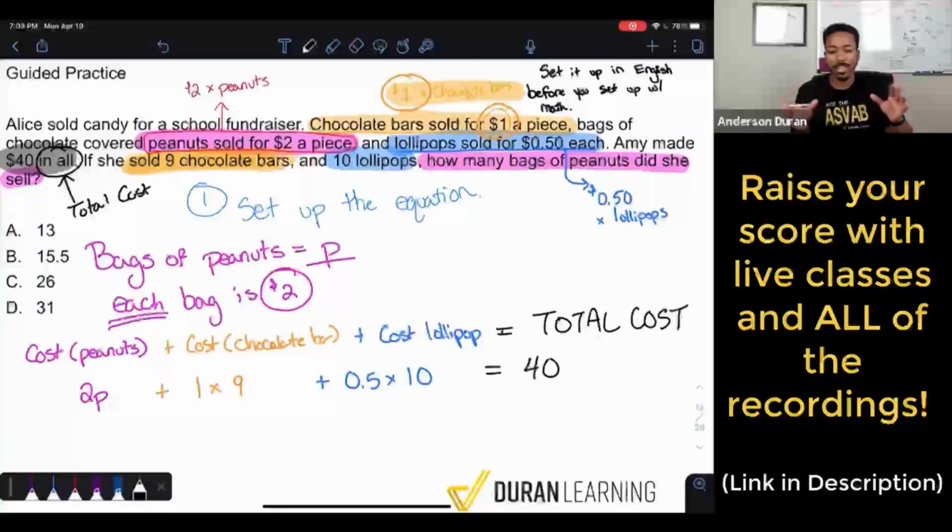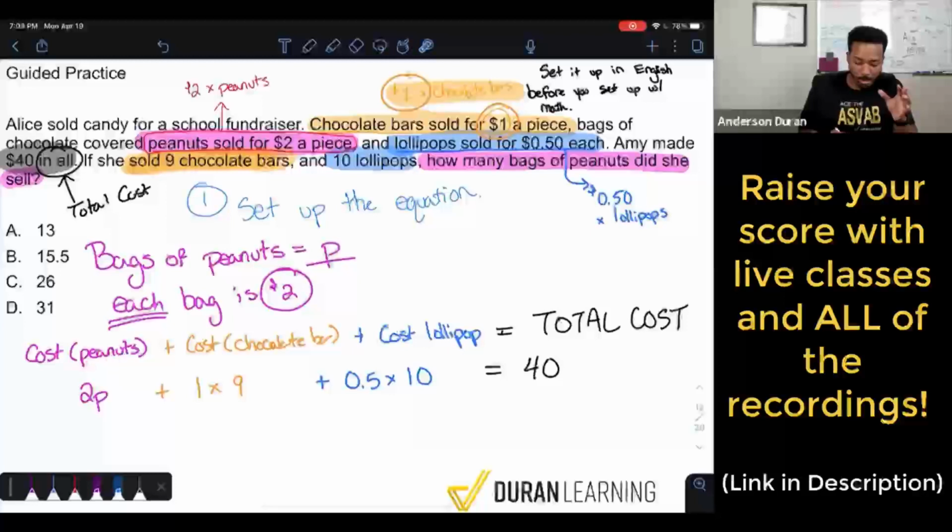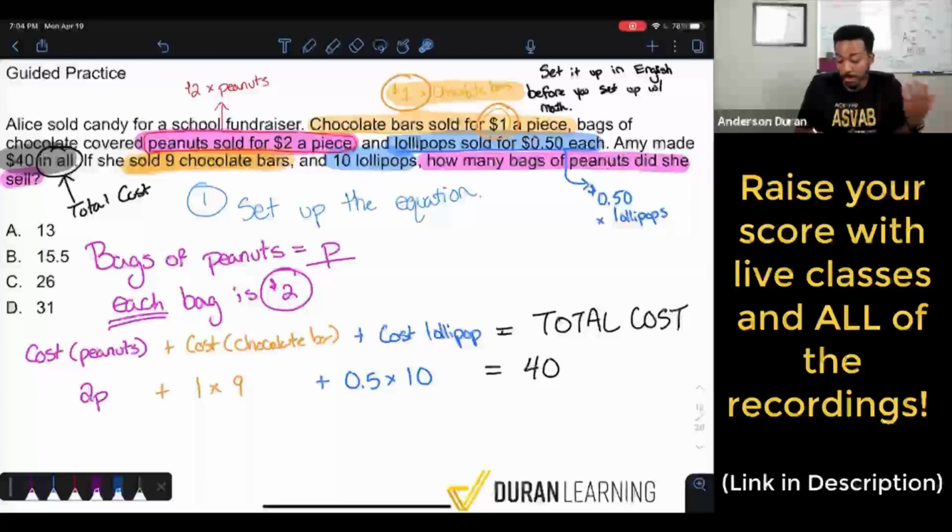Everybody, so far in English, does that make sense? The cost of peanuts, which is 2p. Again, 2 times the number of peanuts. The cost of chocolate bars, 1 times 9, because it's $1 for every chocolate bar. You got 9 of them. The cost of the lollipops, they're 50 cents each, multiplied by 10 lollipops. And that's supposed to give you 40 when you add it all up. Yes or no, everybody? Does that make sense before we proceed?